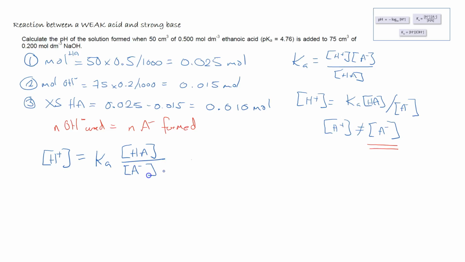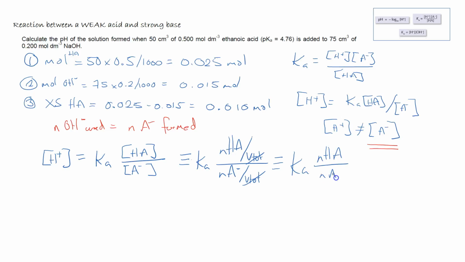Now, because the volumes in both the HA and the A minus concentrations are equivalent, what we can actually do is rewrite this as the moles of HA over the total volume, divided by the moles of A minus over the total volume. These actually cancel out, and we end up with an expression where we have the moles of HA over the moles of A minus. And so our H plus concentration can now be reduced to Ka times the moles of HA over the moles of A minus, which we've already calculated.